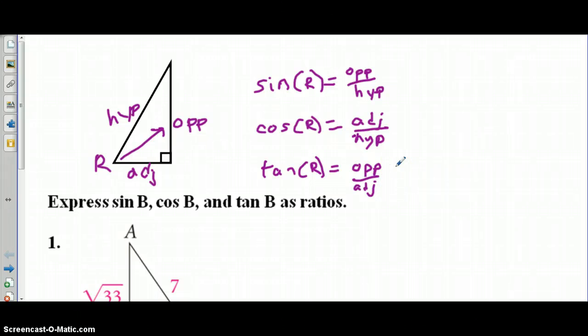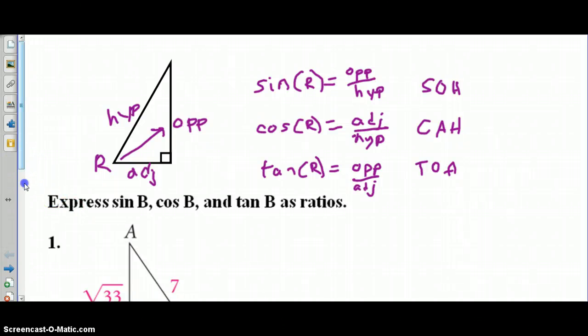Now, to help memorize those three functions, there is an acronym that some people use. The sine of the angle is equal to the opposite over the hypotenuse, so we have the acronym SOH. The cosine of our reference angle is the adjacent over the hypotenuse, and so our acronym is CAH. And the tangent of our reference angle is the opposite over adjacent, and so that acronym is TOA. The acronym that many students use to remember those three right triangle trig functions is SOHCAHTOA.